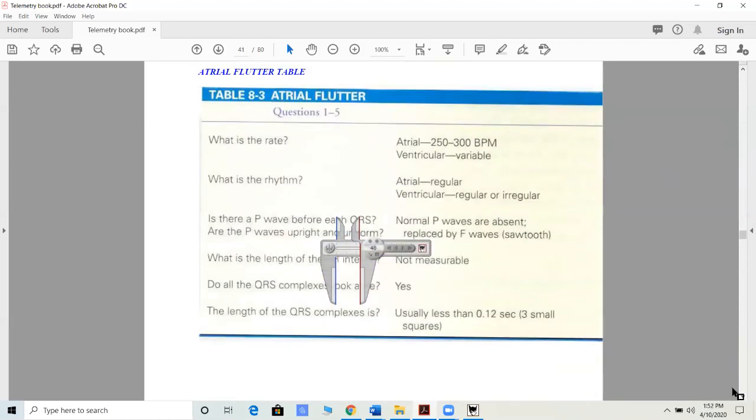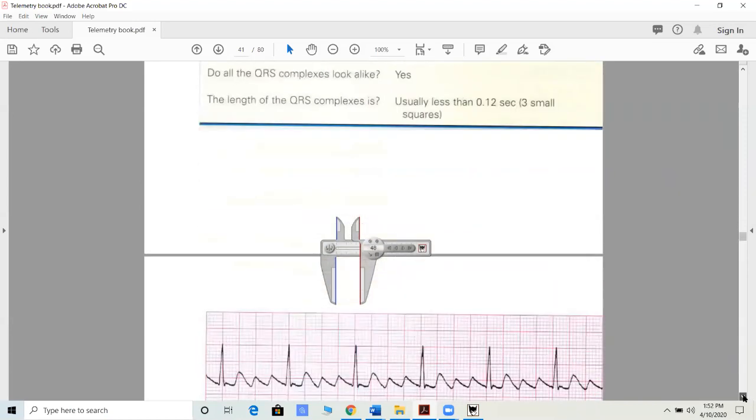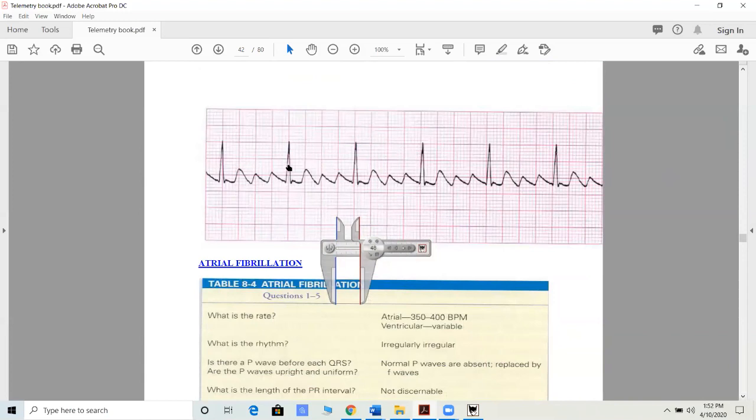The top answer is to the bottom rhythm. All right. So if you take a look at this, these are the sawtooth pattern that you see here, as opposed to the artifact that was pointed out earlier. This looks a little bit more even, right? I mean, the distance between, you see that each of these little waves, these are called flutter waves.